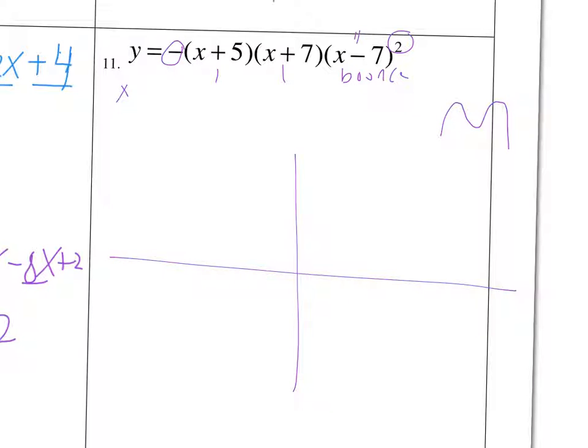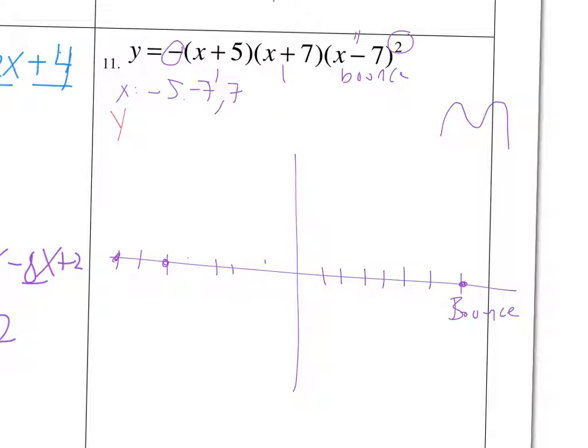All right, x-intercepts: negative 5, negative 7, and 7. So 1, 2, 3, 4, 5, 6, 7. I'm just going to write "bounce" under my positive 7, just so I remember when I go about and graph this.